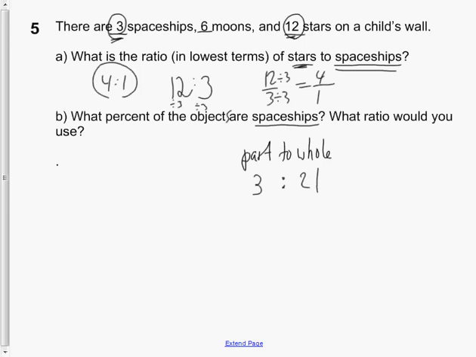So if I was to write that as a part to whole ratio as a fraction, it would look like this. And if I was to reduce to the lowest terms, I could. I don't have to, but I could. It would be 1 to 7. And so really what we're looking for is what is 1/7 as a percentage.